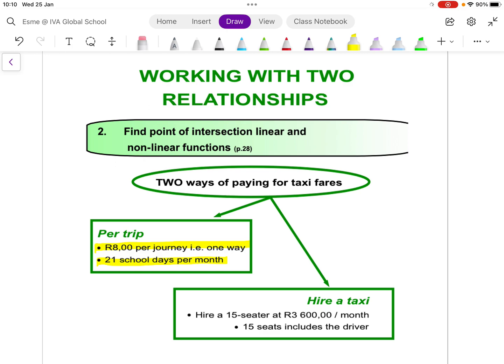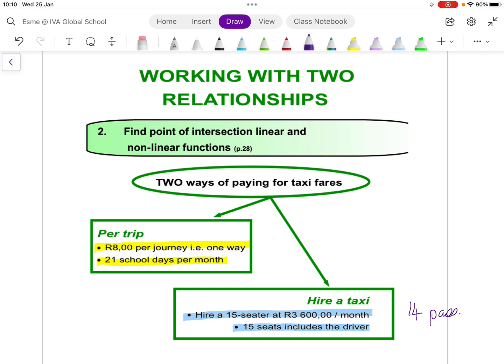Then the other way of doing it is you could hire a taxi. So a group of parents could get together and hire a taxi. It is a 15-seater, and you pay 3,600 Rand for the month. 15 seats includes the driver. So for a taxi, you can have 14 passengers.